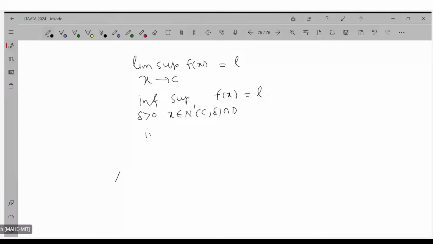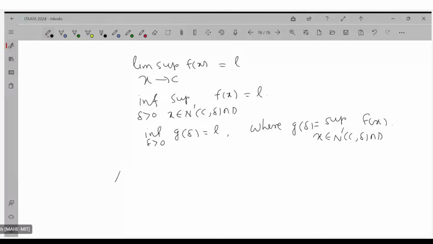So this is G of delta, correct? Where we have already defined what G of delta is. Our G of delta is the supremum over x belonging to N dash c delta intersection D of f(x). Now this set has an infimum L.